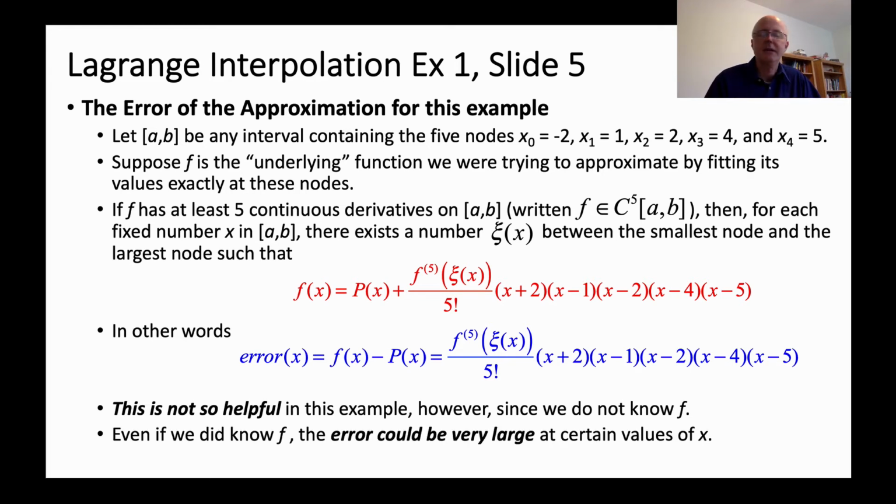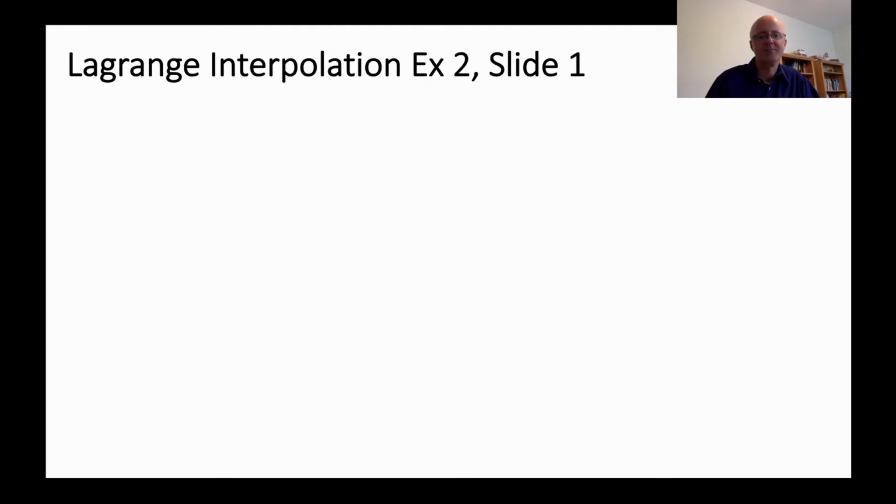That's what I emphasize here. Even if we did know f, the error could be very large at certain values of x. It's not large at the nodes, right? There we get exact equality.